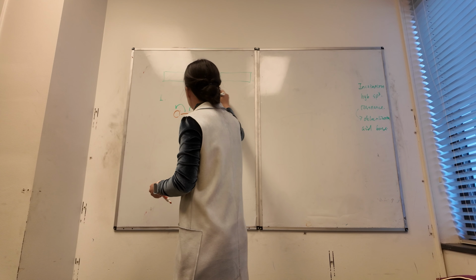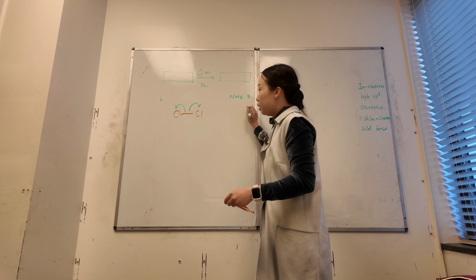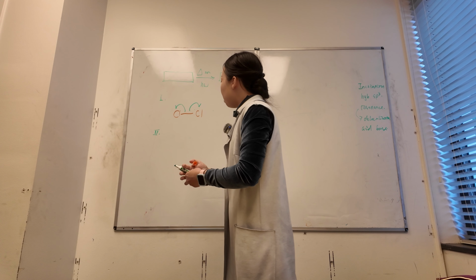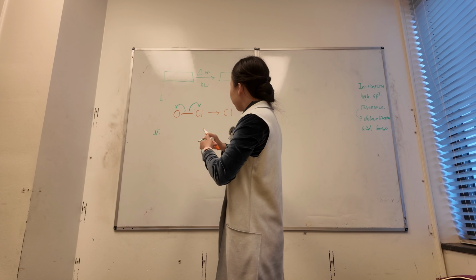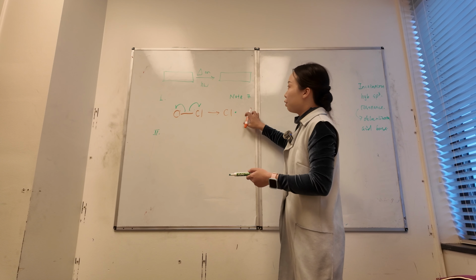This is on note 7. And the second step, you already formed the chlorine with a green radical here. Initiation is basically the formation of your radicals.